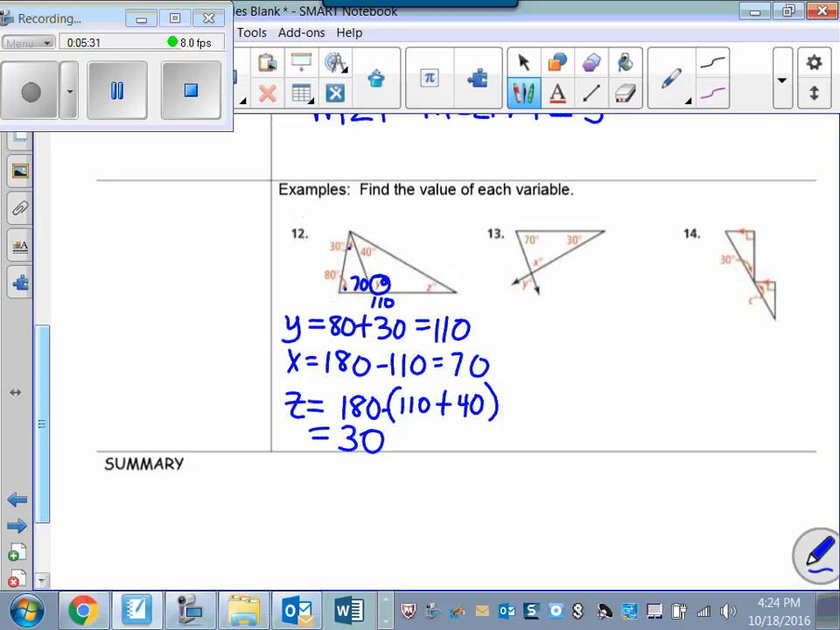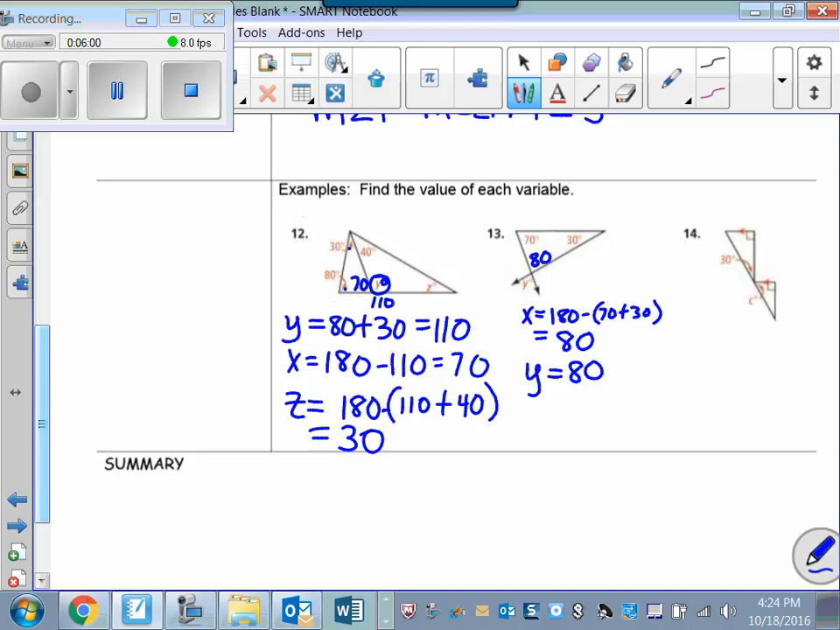Okay. How about number 13? Well, I can easily figure out what x is, right? Because of the triangle angle sum theorem. x is 180 minus (70 plus 30). So that's 180 minus 100. So x is 80. If x is 80, then of course y is 80. Why? Because of the vertical angles theorem that tells me vertical angles are congruent.